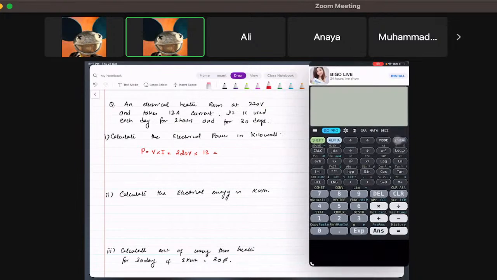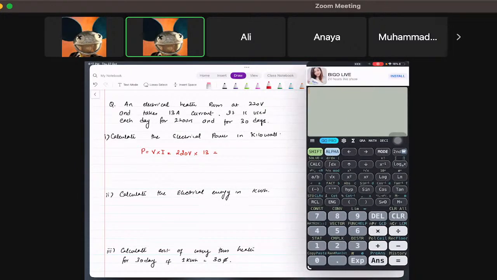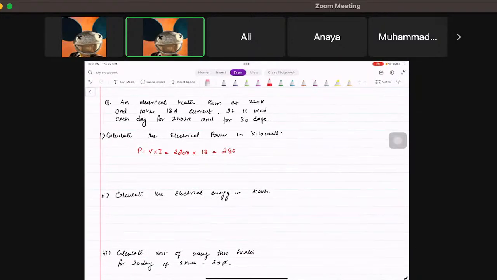Okay, so first of all, we're doing 220 times 13, and that comes to 2860 watts. So that would be the power.